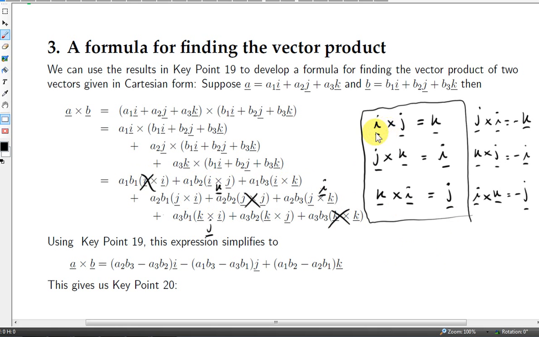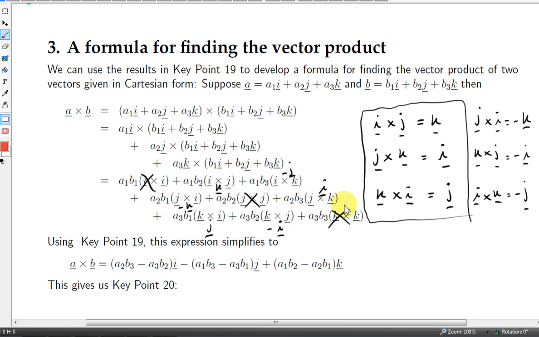Well, we just use the fact that these do not commute. j cross i is actually given by minus k. k cross j is given by minus i, and i cross k is given by minus j. So if we turn these around, we just change the signs here on the right hand sides. So that's what we have here. We have i cross k here, which is minus j. Over here we have j cross i, which is minus k. Then here we have k cross j, which is minus i.